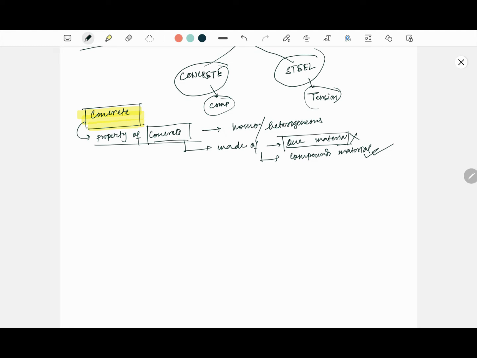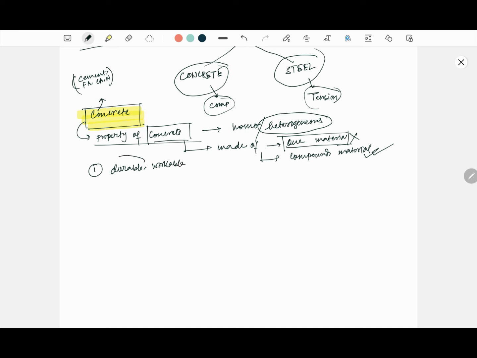As concrete is made up of compounding materials, concrete is heterogeneous. As you read in BMC, we know concrete is made up of cement, fine aggregate, coarse aggregate and water as per requirement. For RCC design, we need a concrete which is durable and, definitely, workable.